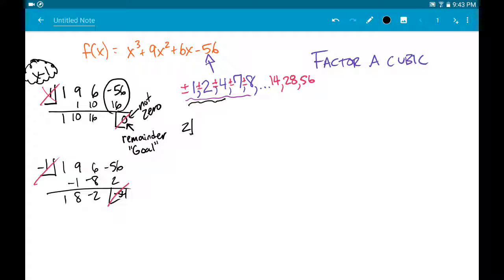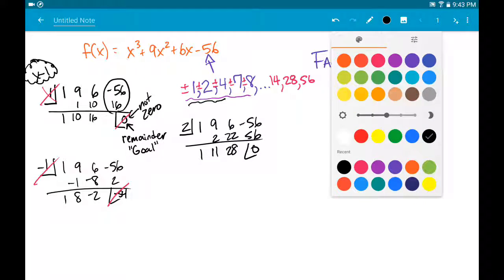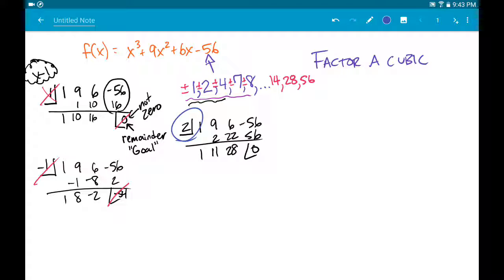So the next number I would test is 2. And just kind of keep plowing through this and cross your fingers, hope for the best. We got 11, we got 22, we got 28. I'm liking this. We got 56, and we have a remainder of 0. And we get excited because this 2 is a factor.